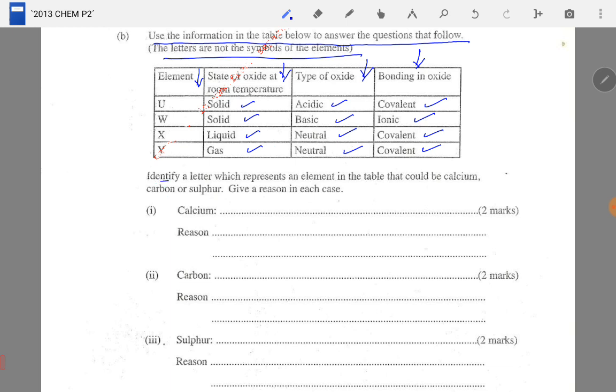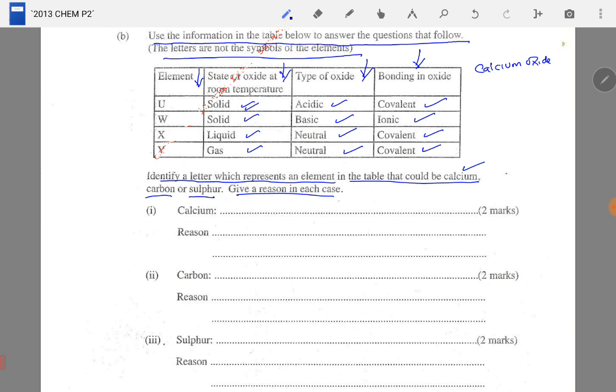So identify the letter which represents the element in the table. That could be calcium, carbon, sulfur, and give a reason for each case. Beginning with the calcium. Calcium, its oxide is calcium oxide. Calcium oxide is solid. So solid, maybe we take those ones which are solid.